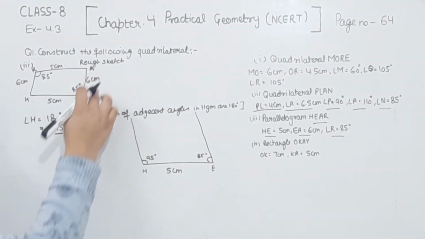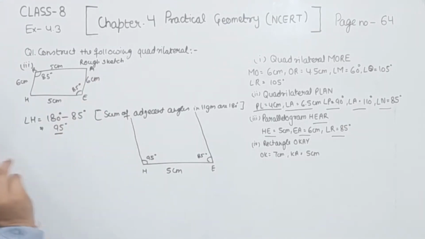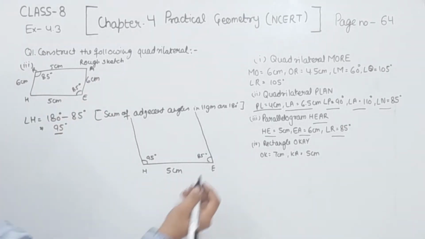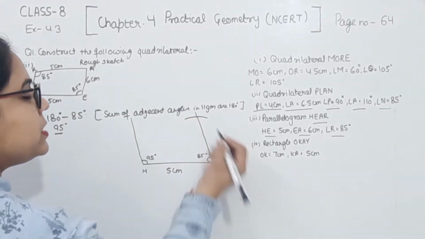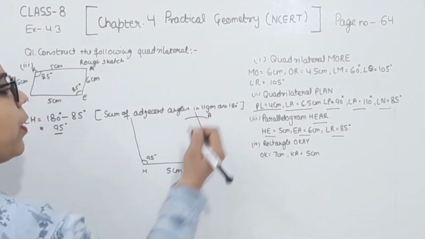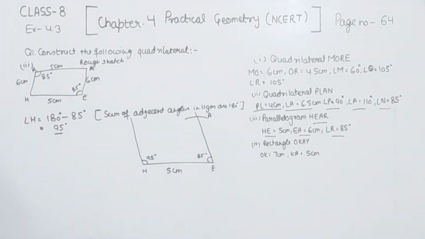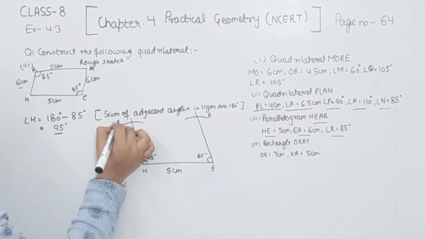Now this one we are having as the 6 centimeter. So we are going to take 6 centimeter on the compass and E as the center we are going to draw an arc. So this is the arc. So this will be the point A. Now this one is also 6 centimeter. So we are going to take 6 centimeter on the compass and H as the center we are going to draw an arc. So this will be the point R.